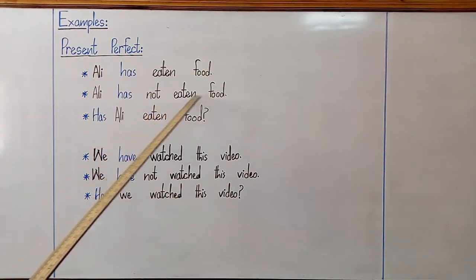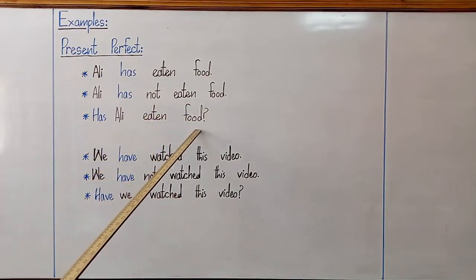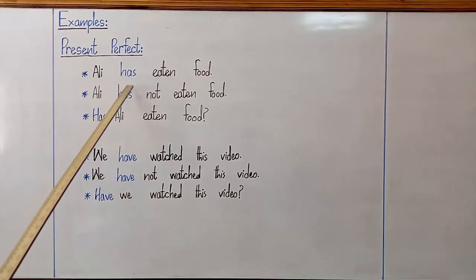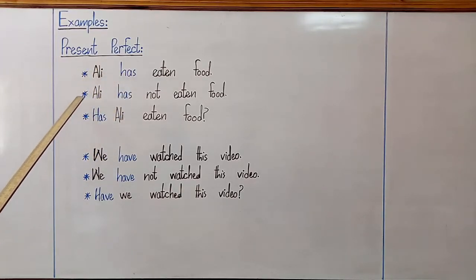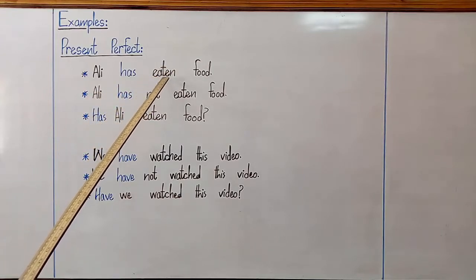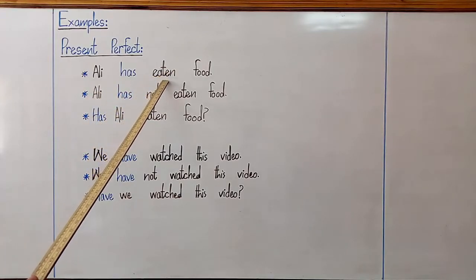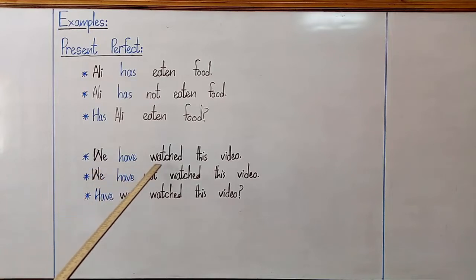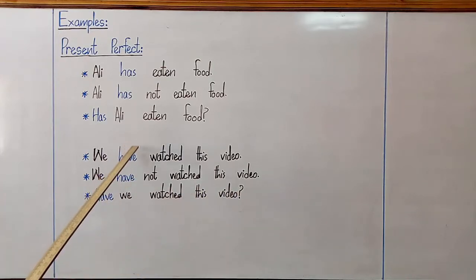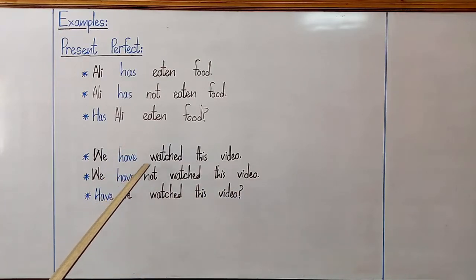Ali has not eaten food. Has Ali eaten food? You can see the usage of has in all three sentences: affirmative, negative and interrogative, and the usage of the past participle form of the main verb eat, as in eaten, eaten and eaten. The next example, with have, is given here on the board. We have watched this video. We have not watched this video. Have we watched this video? The usage of have in all three sentences, and the usage of the past participle form of watch as watched.